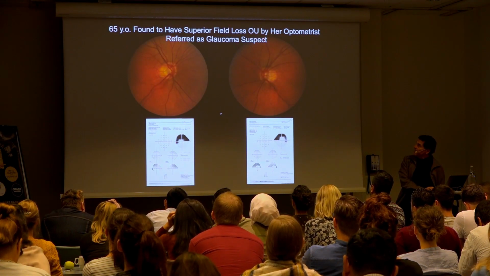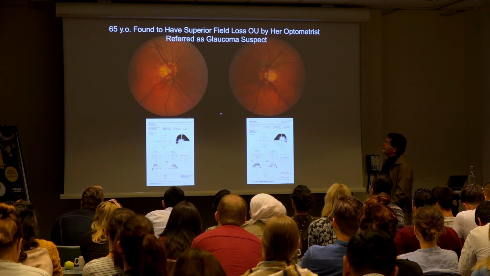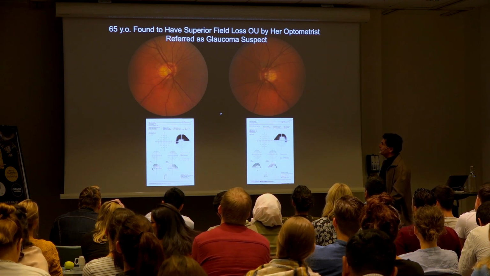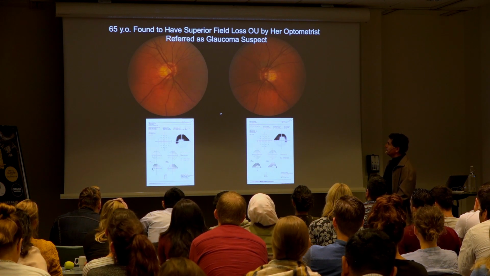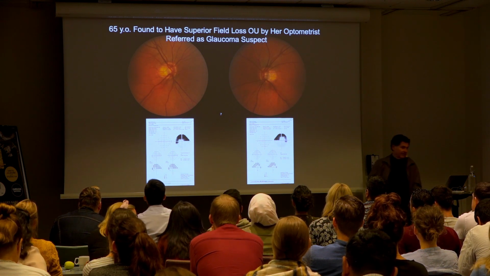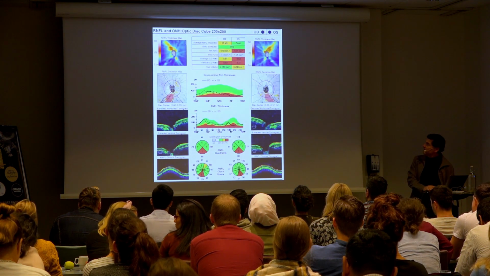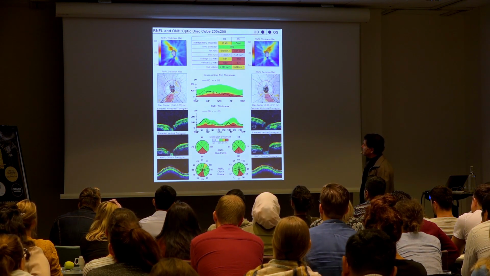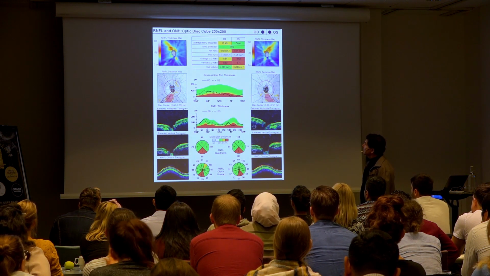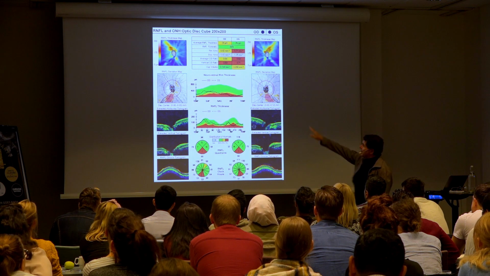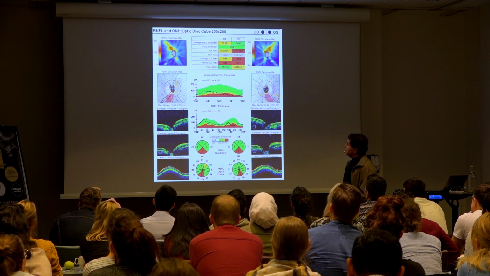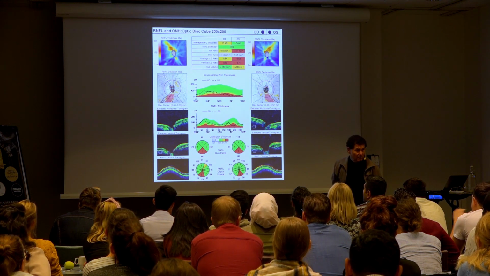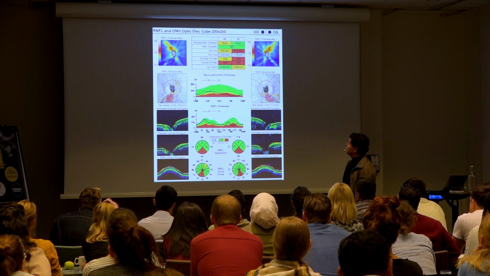Okay, maybe one more. Here's a 65-year-old found to have superior field loss in both eyes by our optometrist, and is referred as a glaucoma suspect. So there's the field defects. The patient wasn't aware of anything. We didn't know why they were being sent. Okay, what do you think about this OCT? How about the top two panels? Think about the visual field. What do you see there? Right, thin inferiorly in terms of the nerve fiber layer.